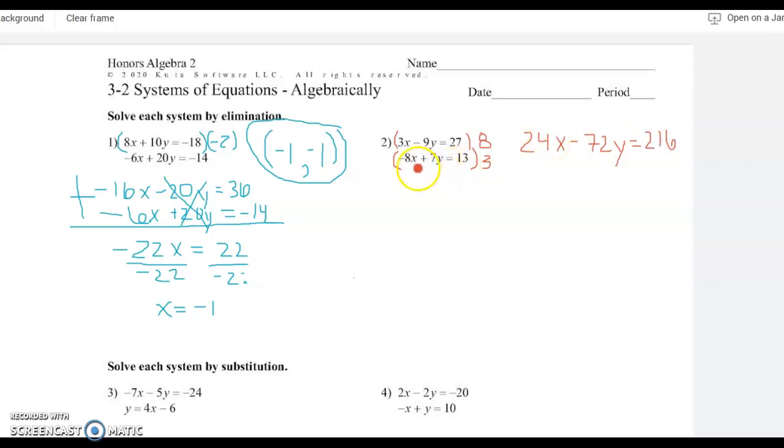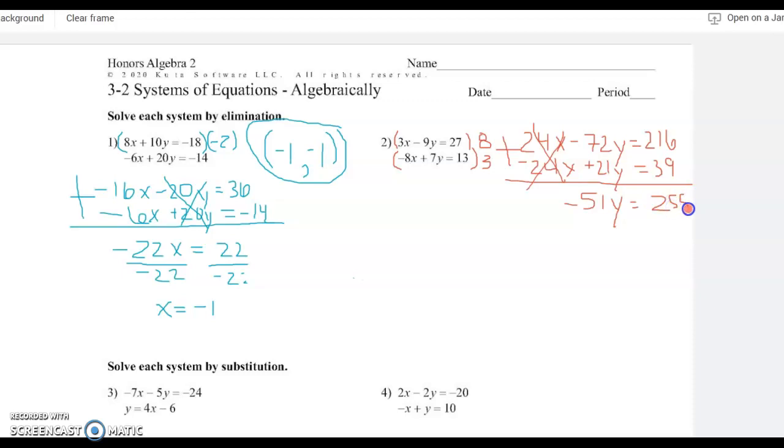So the bottom one by 3: negative 8x times 3 is negative 24x. 7y times 3 is positive 21y. And 13 times 3 is 39. So first step, get opposites. I got my opposites. So when I add them together, my opposites cancel. Negative 72 and 21: 21 minus 72 is negative 51y, equals 216 and 39, which is 255.